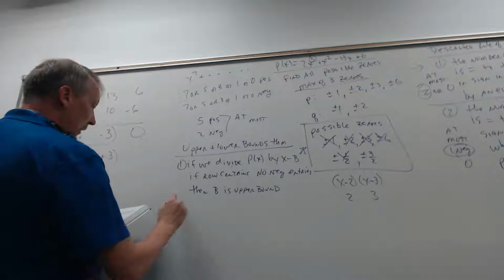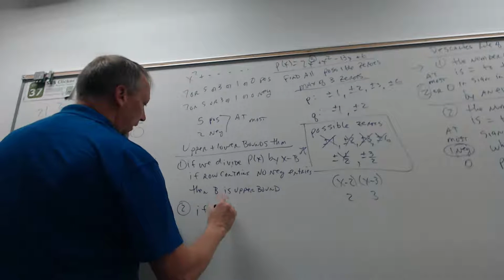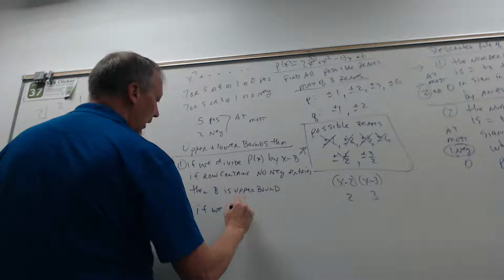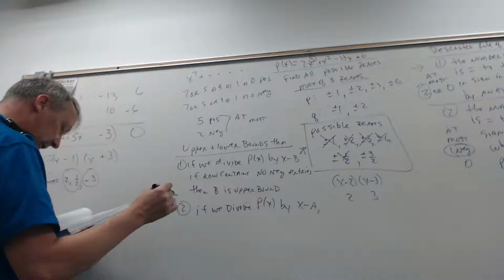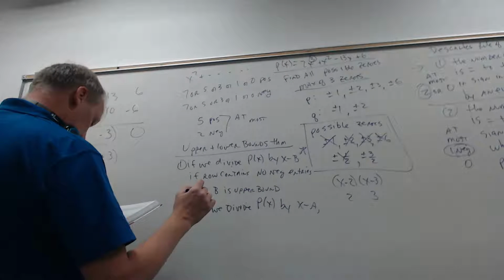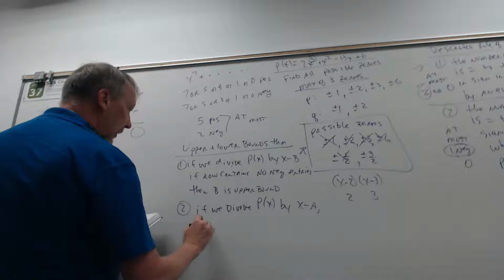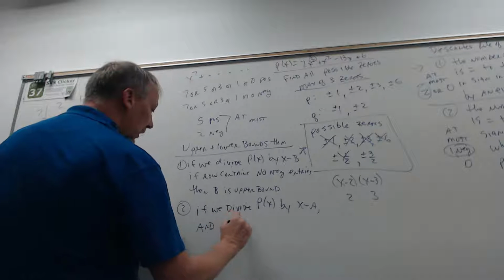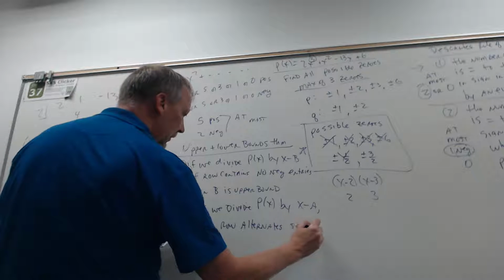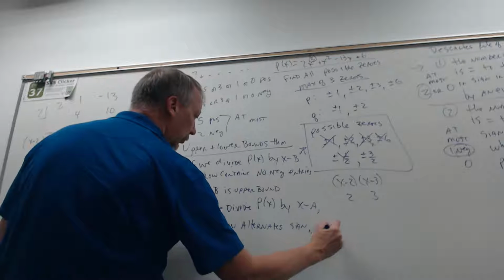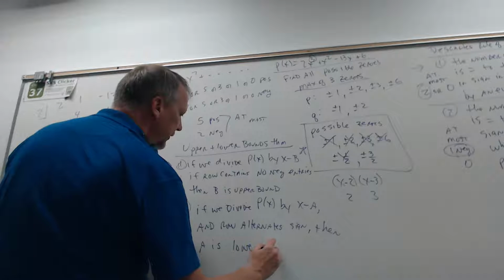And likewise, if we divide P of X by X minus A using synthetic division, and the row alternates sign, then A is a lower bound. And so here's what I mean by that.